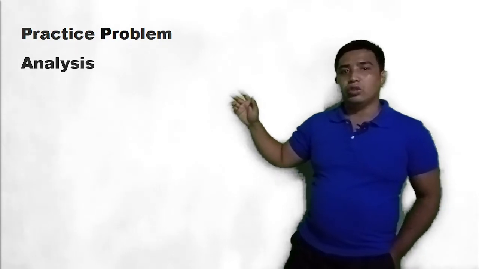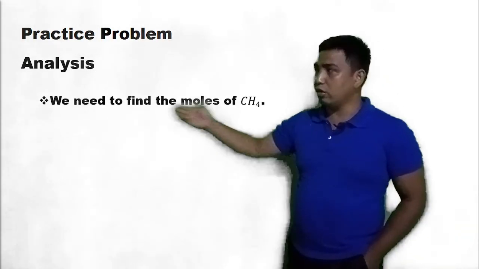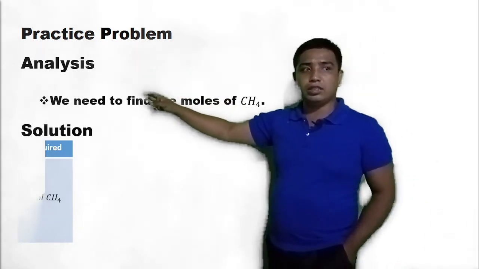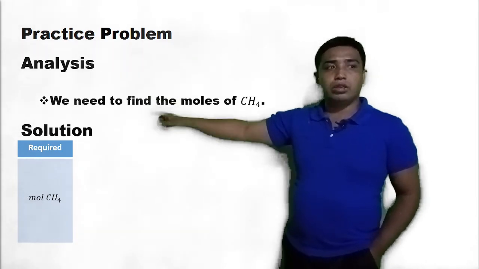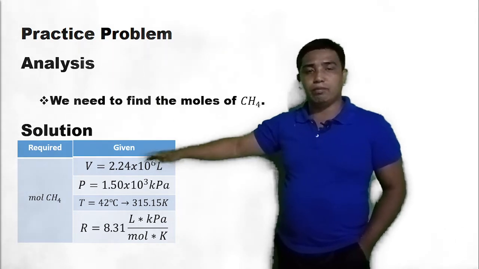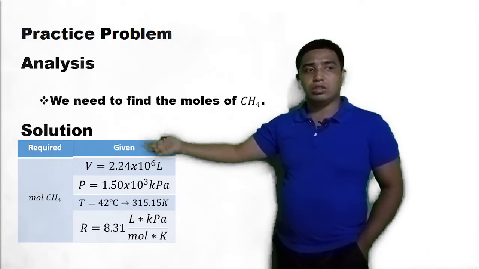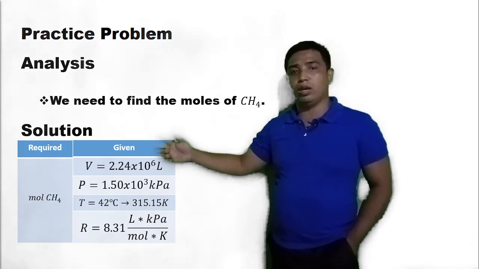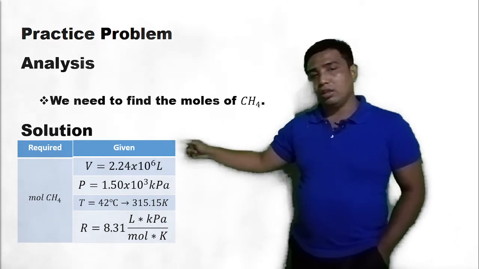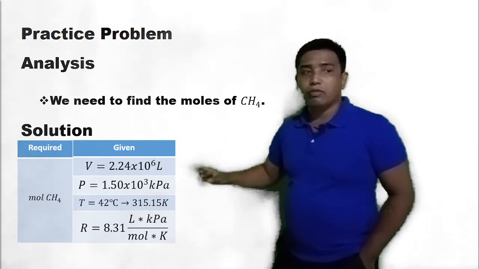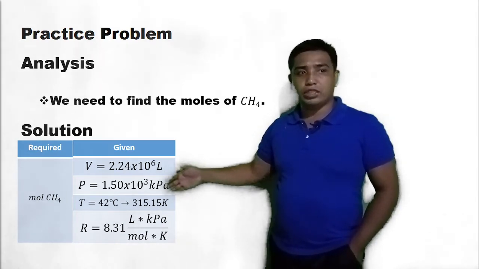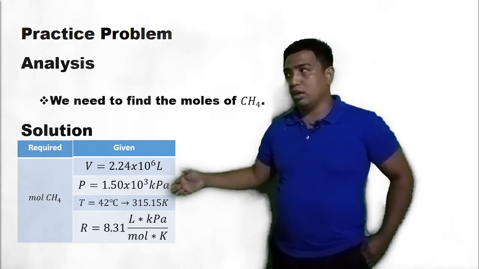So I have here the table. This is the required: moles of CH4. And we have the given: the volume, which is 2.24 times 10 to the 6 liters, the pressure, which is 1.5 times 10 to the power of 3 kilopascals, and the temperature, which is 42 degrees Celsius, and we have to convert that to Kelvin. We add 273.15, so we have 315.15 Kelvin, and we have the value of R. We can choose a value of R that fits according to the units.